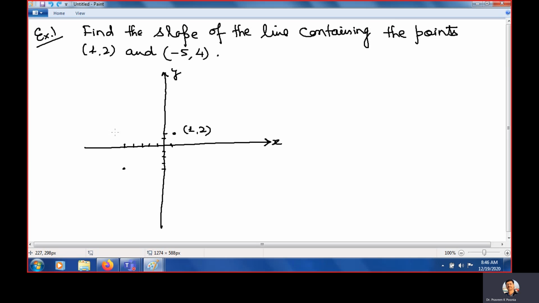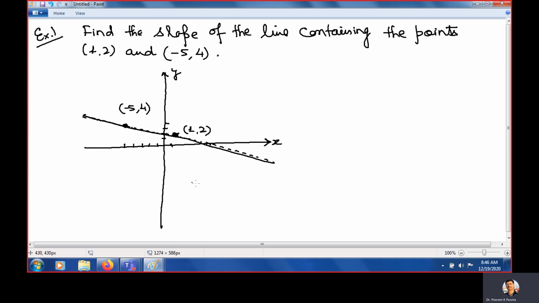Oh, sorry. I marked it wrongly because 4 is positive. So 1, 2, 3, 4. So it will be almost here. Minus 5, 4. Okay. Now join these 2 points. So it will become a line. This is the line. This is the straight line that passing these 2 points. I am not able to draw the correct because of this very sharp state of it.